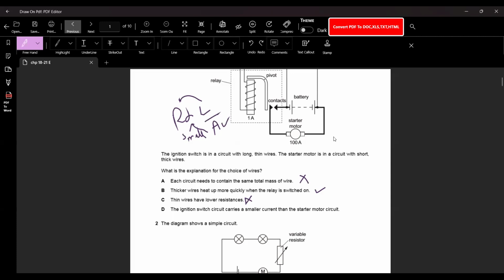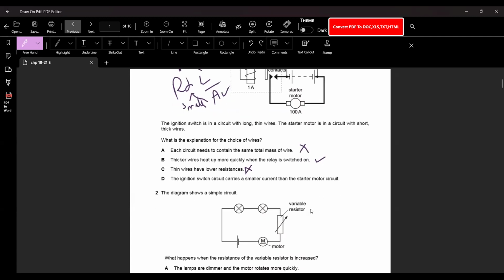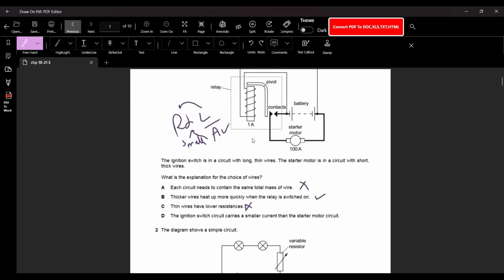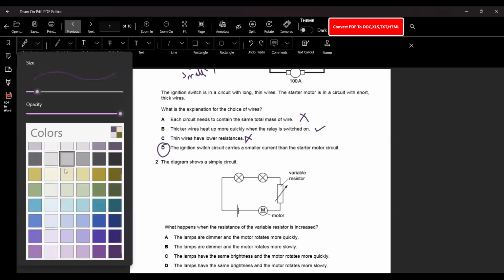The ignition switch carries a smaller current than the starter. Yes, this is somehow correct. So the reason we discussed just above: the current will be smaller, that's why thin and thicker wire are used there. So what would be the right option? Option number D. Moving on to the next one.